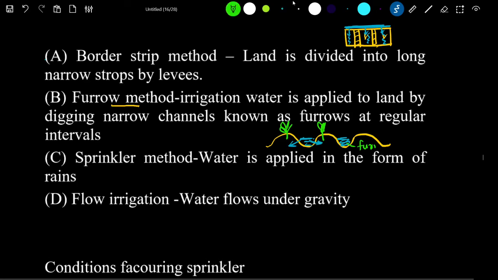sprinkler method, the water is applied in the form of rain, so it is more suitable for steep slopes. Here, when we cultivate plants, the slopes will be preserved from erosion, and also through a system of well-defined sprinklers, water is applied in the form of raindrops. So the erosion will be reduced, as well as the losses. Now, flow irrigation, as we know, is where water flows under gravity.